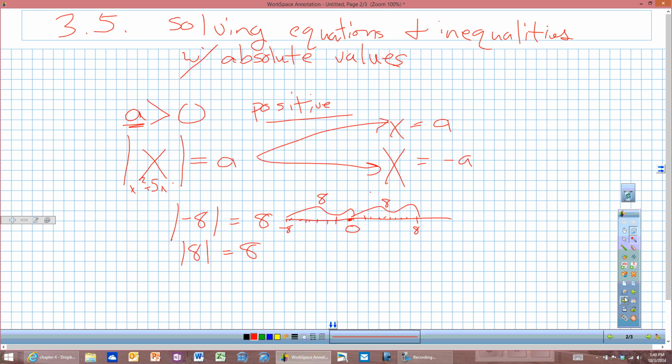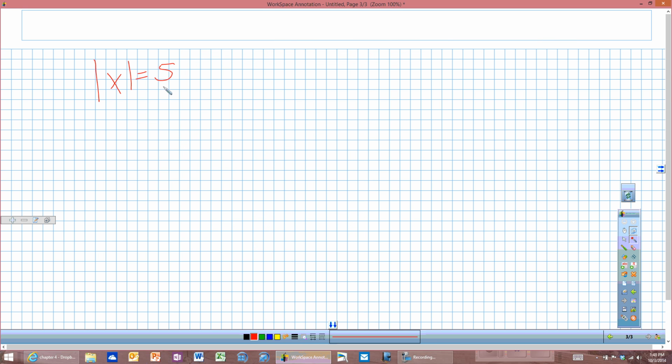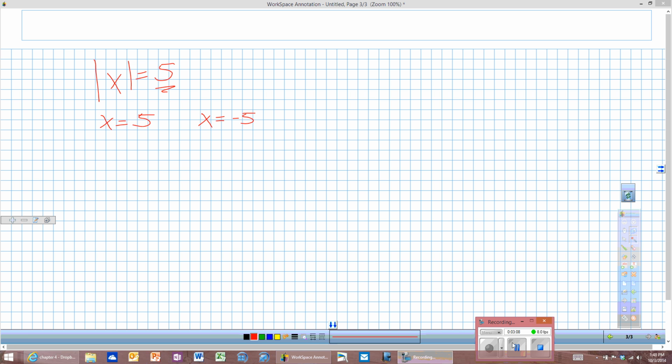So now an example of what that'll look like is if I have the absolute value of x equals 5, I have to break that down into those two equations, and I have x equals 5, and this is where I lose the bars, and x equals negative 5. So that one's really simple. It's just what's 5 units away from the origin.